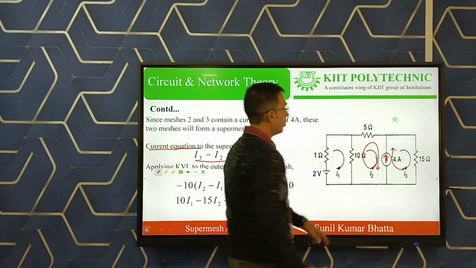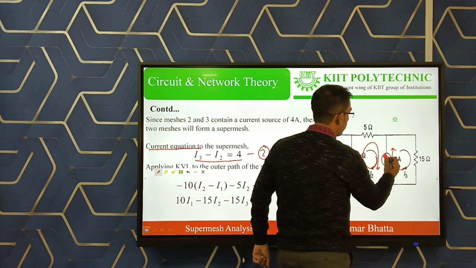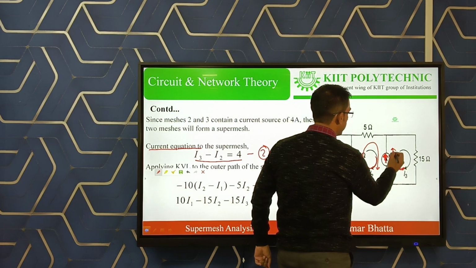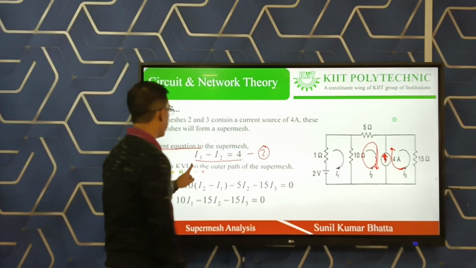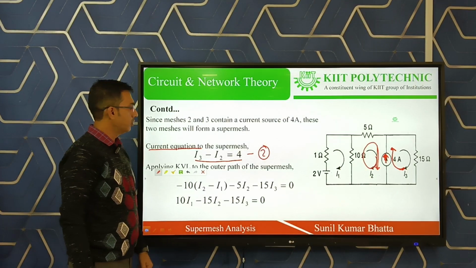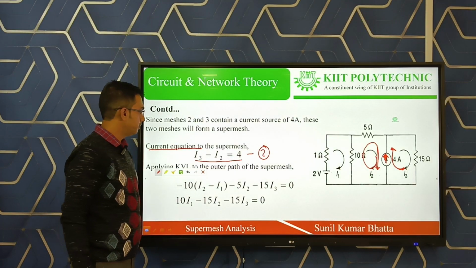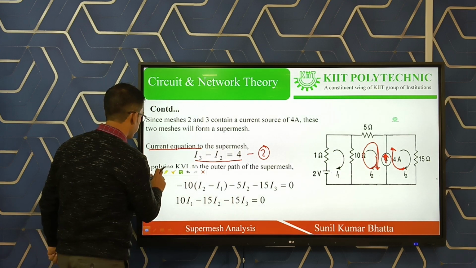Why? Because the 4 ampere current source direction is upward, and the I3 direction is also upward, and the I2 direction is downward. So that is I3 minus I2 equal to 4. That is the second equation. Then coming to the third equation.